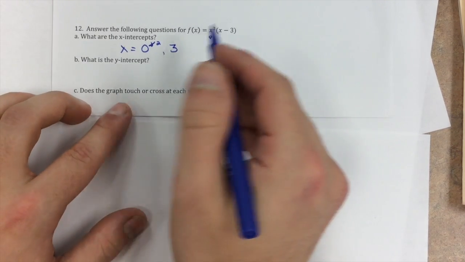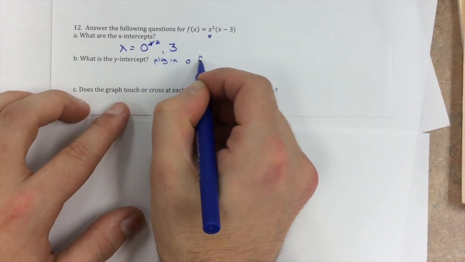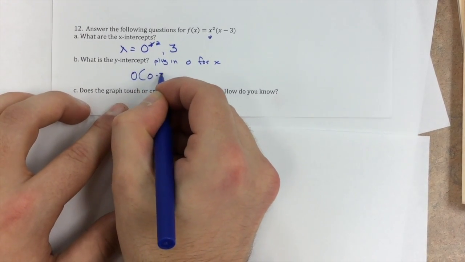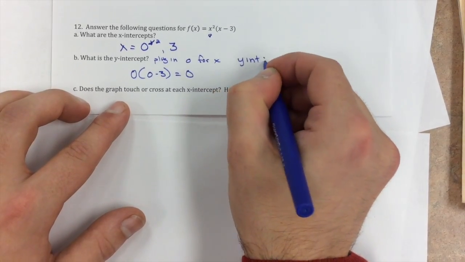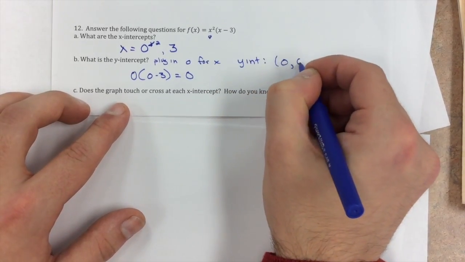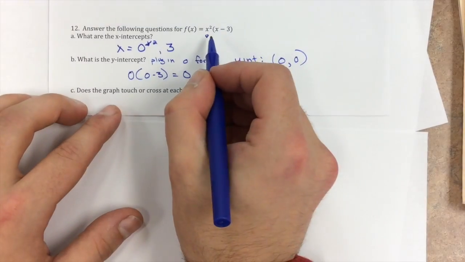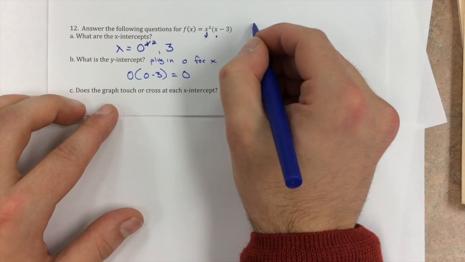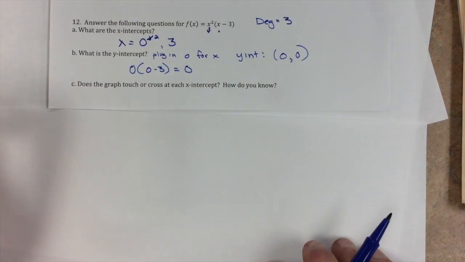How do we find our y value? Plug in 0 for x. So we have 0 squared times 0 minus 3, which is 0. So our y-intercept is at (0, 0), so it's going to be at the origin. Likewise, we can look at the degree of this. There's 2 x's here, there's 1 x here. So this is going to be a degree 3 function.